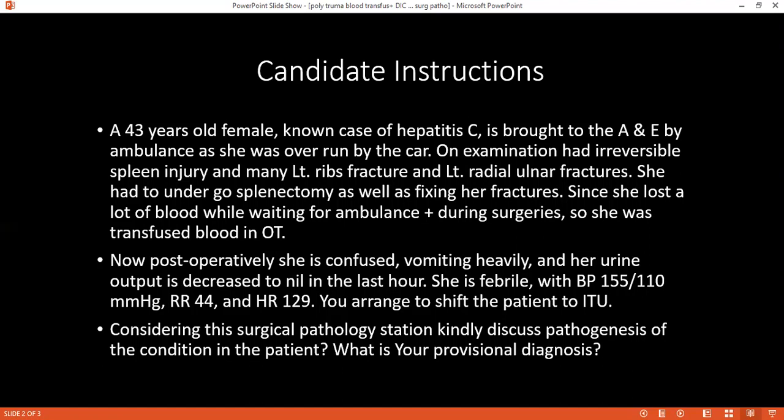Since your first differential diagnosis is disseminated intravascular coagulation, can you please tell me what is the pathogenesis behind it? Can you discuss it? It is a consumptive coagulopathy where there is activation of both the coagulation system and the fibrinolytic system, which leads to formation of microthrombi in many organs, and also leads to consumption of the clotting factors and the platelets.